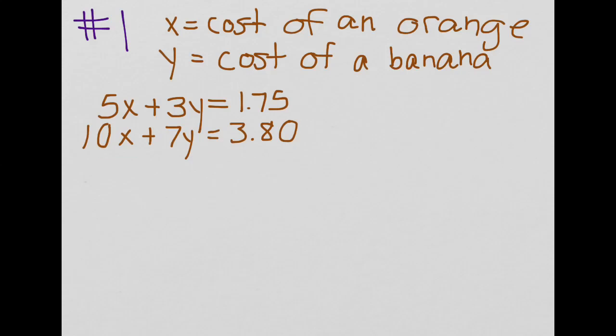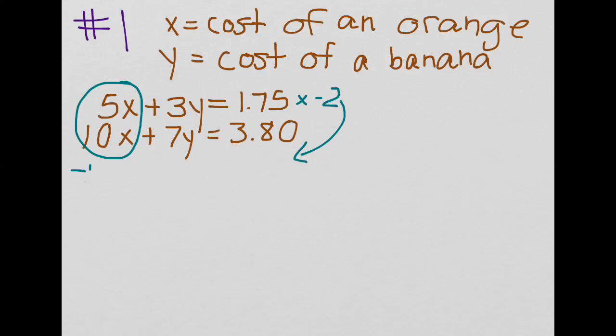Now I'm noticing that if I look at the x's, I have a 5x and a 10x, and if I were to multiply that top equation by -2, I would end up with a -10x. And that way I would be able to eliminate x when I add these two together. Last time we talked about how we are able to multiply one entire equation by any number we want, and we multiplied some by -1. Today we're going to multiply by -2, and watch what happens when I do that.